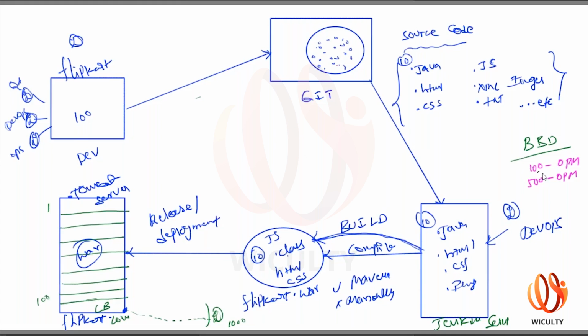Okay. 100 orders per minute. It's a Big Billion Day, right? They expect 500 orders per minute. So, you know what the Flipkart teams do? 10 to 15 days before the release, Flipkart goes and adds 400 more servers. To process 100 orders, they need 100 machines. To process 500 orders, they need 500 machines.